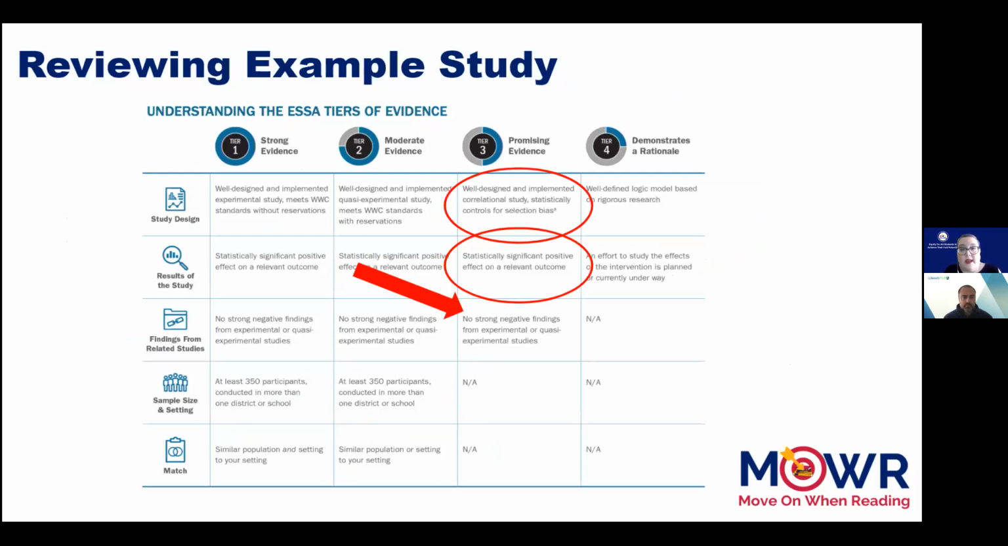Being able to make a decision about this factor does require reviewing more than one study to make sure there are no negative findings.